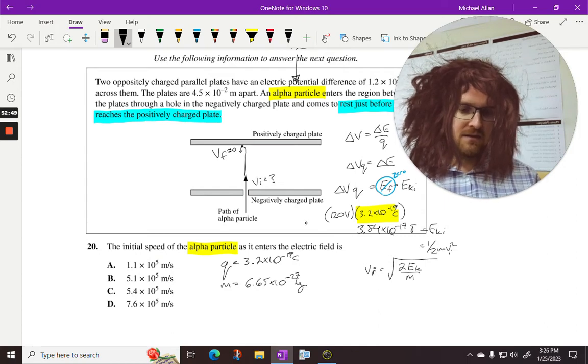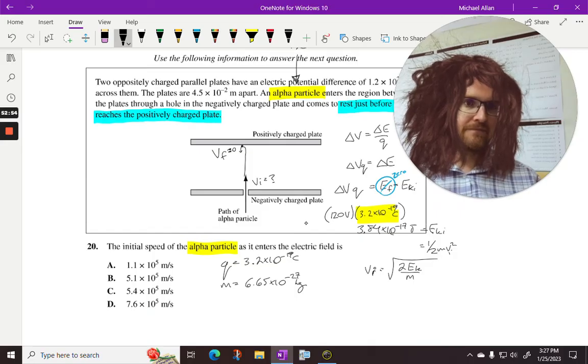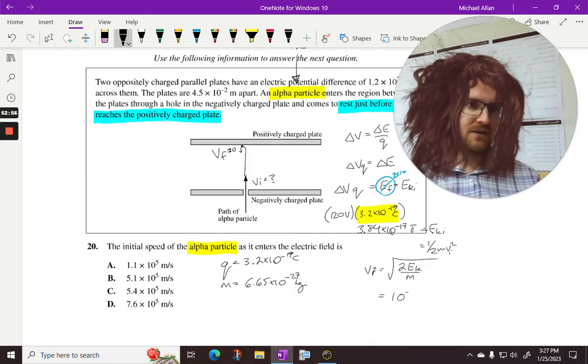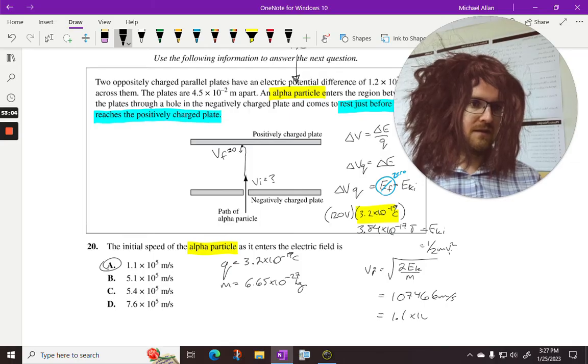107, no, 107,000, that's right. So if I do the math over here, 107,466 meters per second, which corresponds to A here, 1.1 times 10 to the 5.